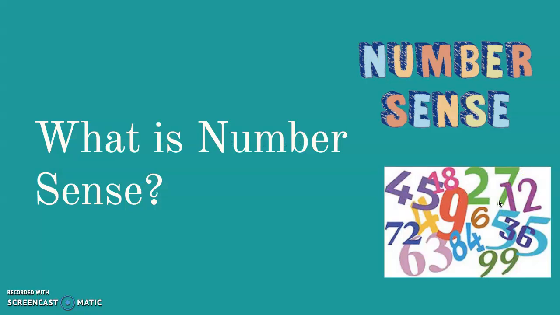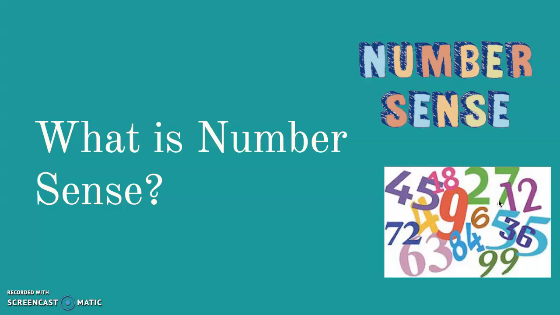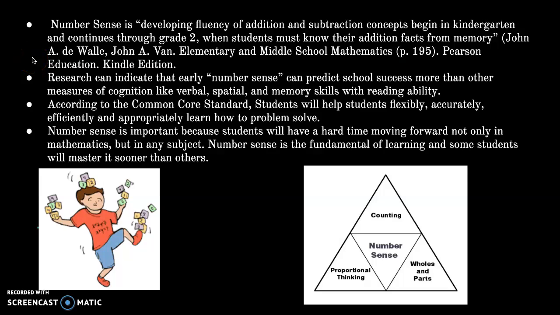So first, what is number sense? For students that don't know what number sense is, it's basically the understanding from a very young age of number sense, developing fluency of addition and subtraction. Concepts begin in kindergarten and will continue through grade 2. So at a very young age for number sense, we are learning number sense before we even know exactly what it is. So for example, in kindergarten, students are usually learning the basics.